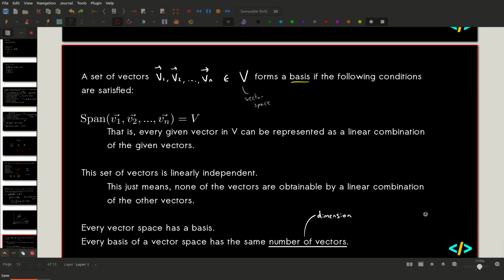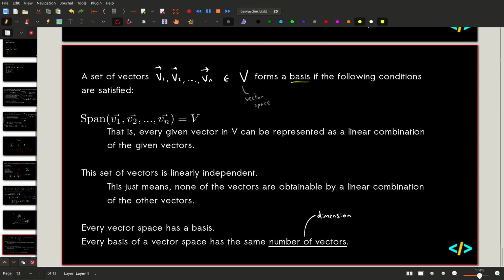The second condition is that all of these vectors have to be linearly independent. This means none of the vectors can be obtained by a linear combination of the other vectors, or in other words, none of the vectors are redundant. For example, this set of vectors, (1, 1) and (2, 2), would not be linearly independent. These would be classed as linearly dependent. Can anyone tell me why?